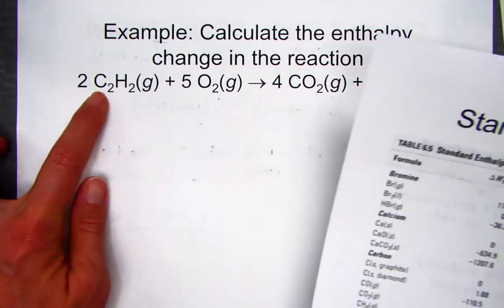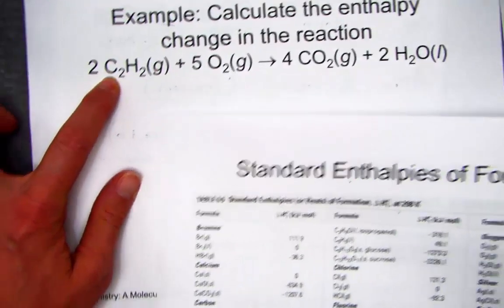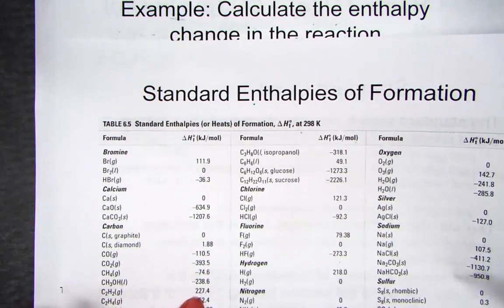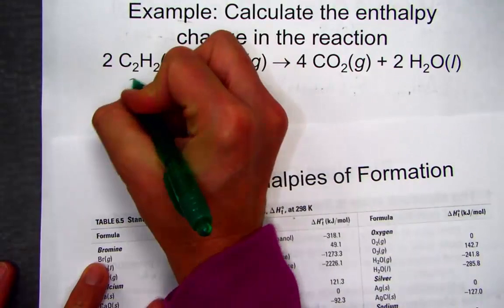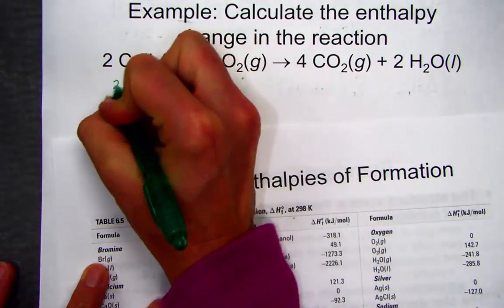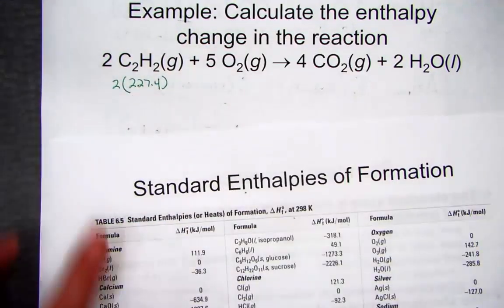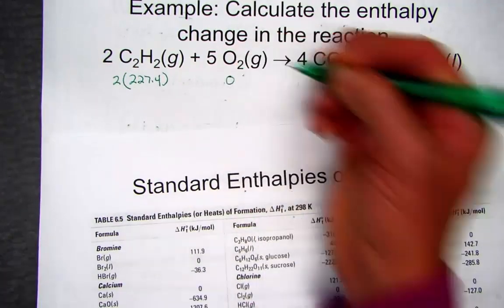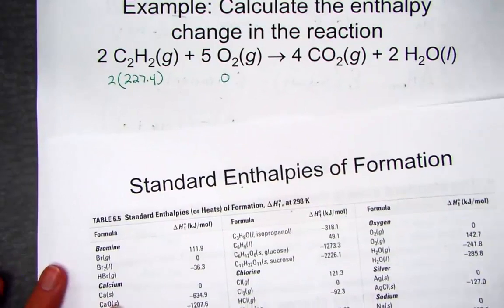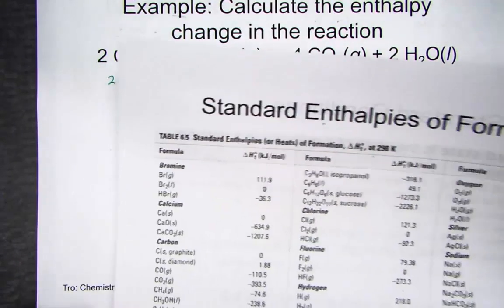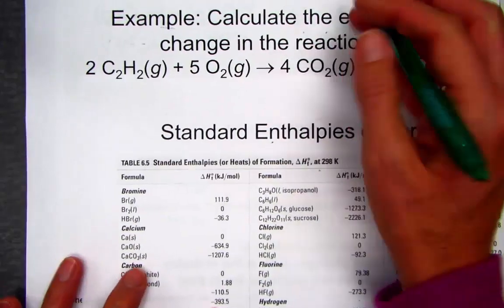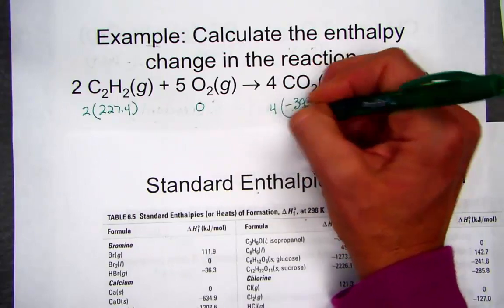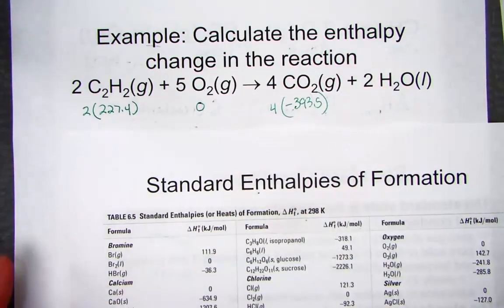Here we have C2H2 as a gas. Again, I'm just going to use my chart and find C2H2 is positive 227.4. I'll have to distribute through 2 times that value. It is a positive. Oxygen, again, in its natural state is 0. Carbon dioxide gas, we looked up, negative 393.5. Remembering to distribute a 4 through that value from the coefficient.